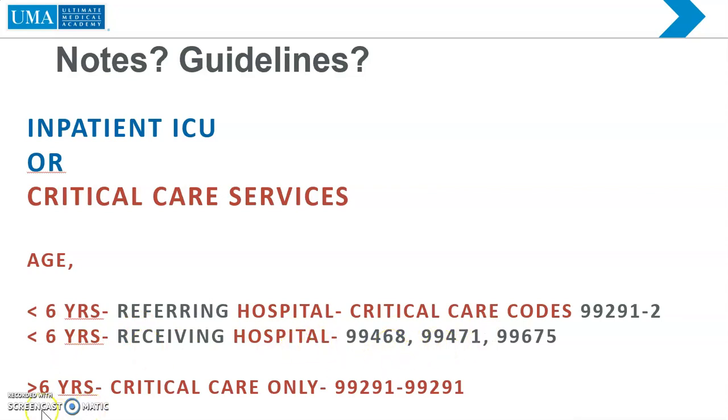If the patient is more than 6 years of age, remember these two codes that I told you are only for less than 6 years of age. More than 6 years of age, if the patient is anywhere, even if he's in the referring or the receiving department, it is going to be critical care only.